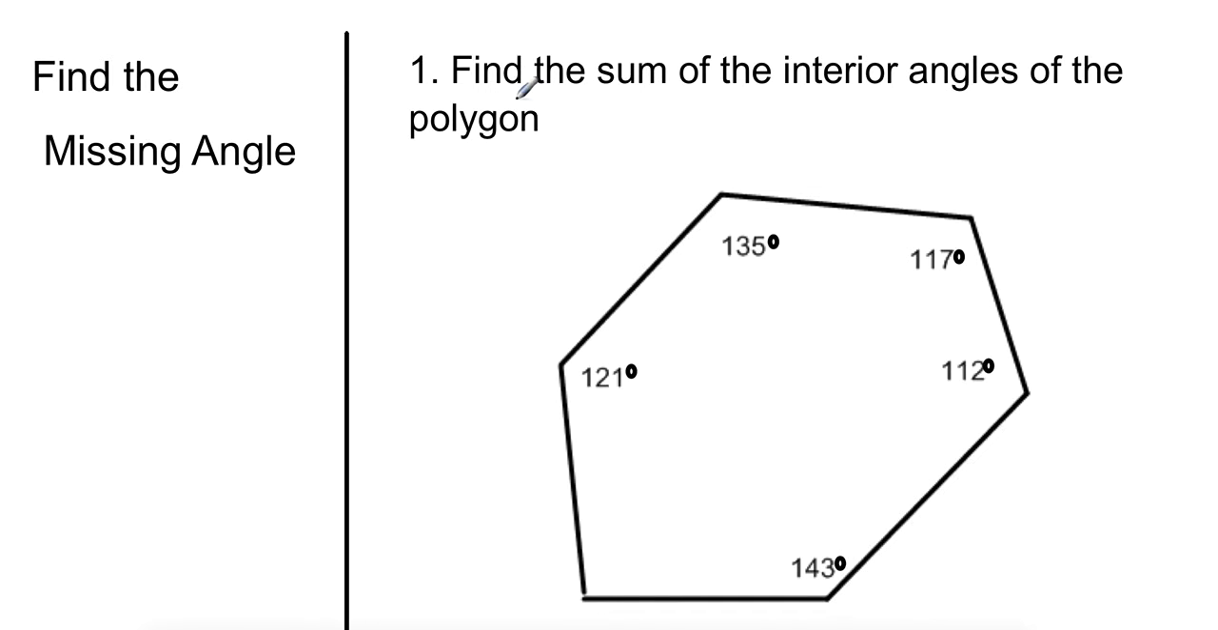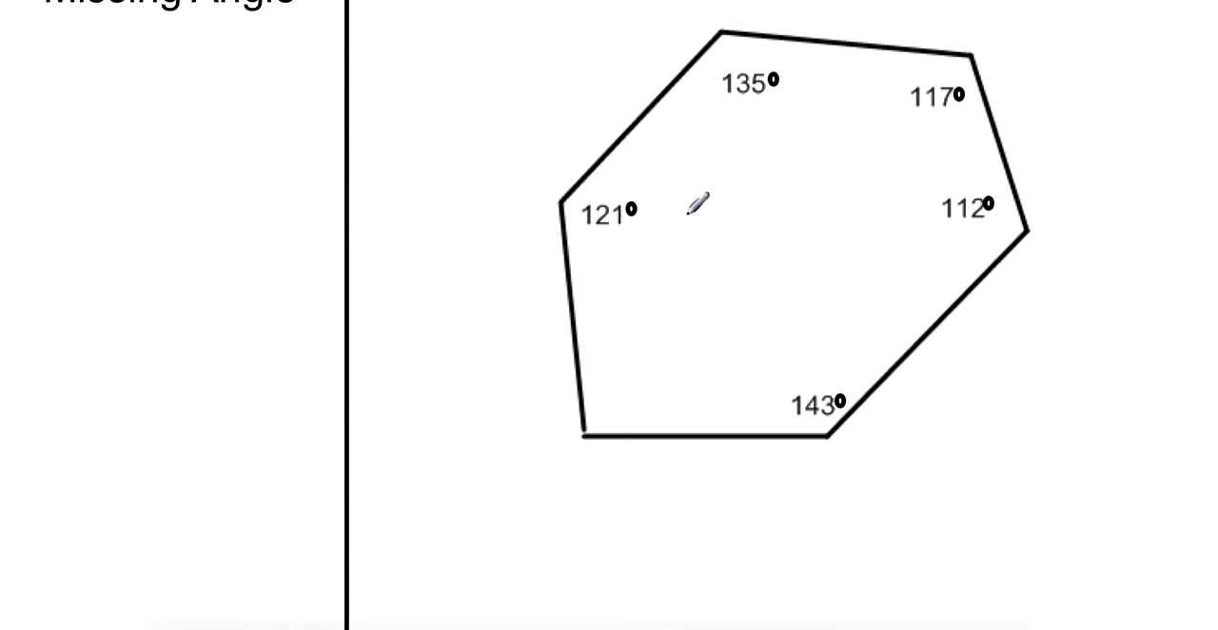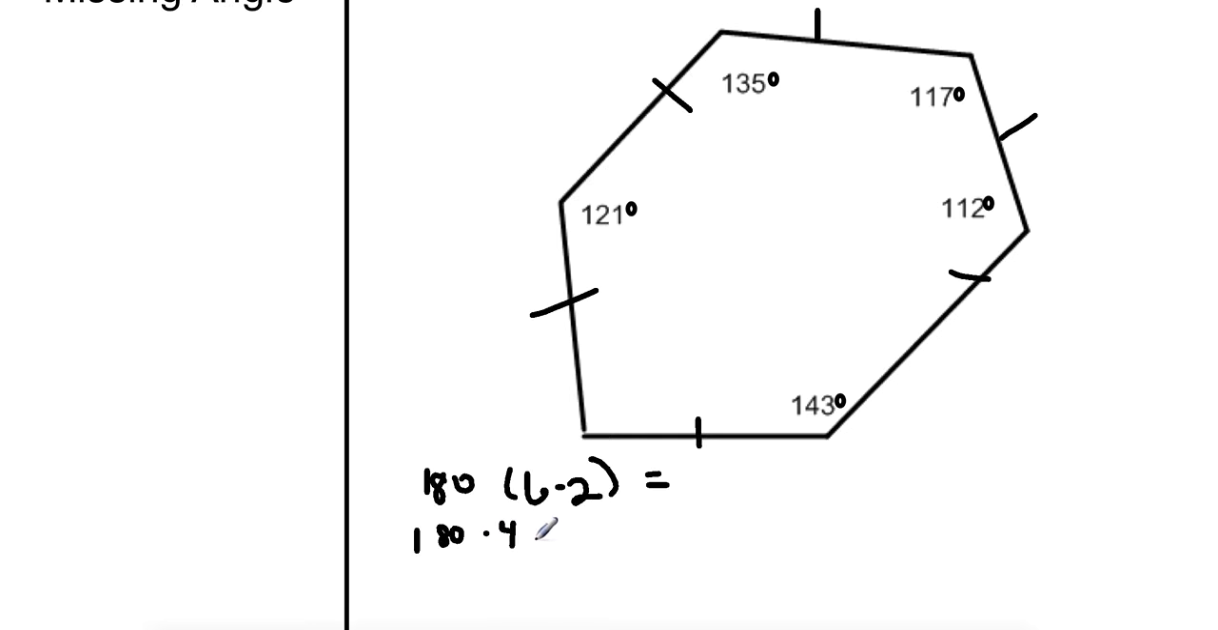All right, so we can use that knowledge to find the sum of interior angles. We know they all have to equal whatever the number of sides of this is. So if I count up 1, 2, 3, 4, 5, 6, I have a 6-sided figure. So if I use 180 times 6 minus 2, well, 6 minus 2 is 4, 180 times 4 gives me 720.